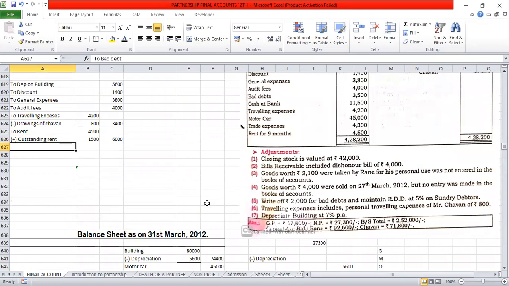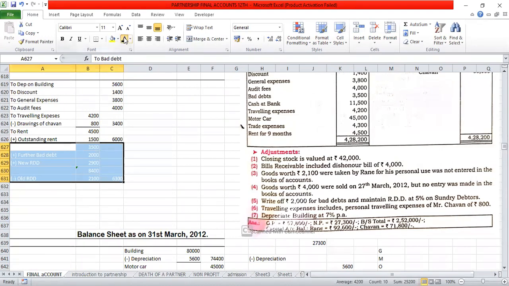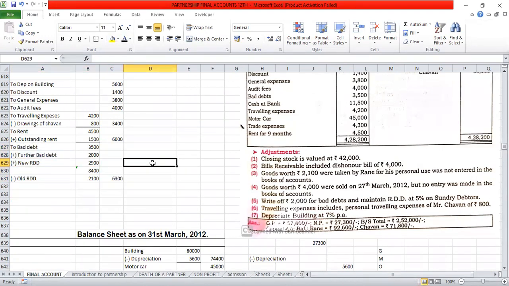Okay, write it down: bad debt plus further bad debt plus new RDD minus old RDD. The same formula we will be copying over here. Do you understand? Everyone should be aware of the formula of bad debt. Now all the adjustments are covered.